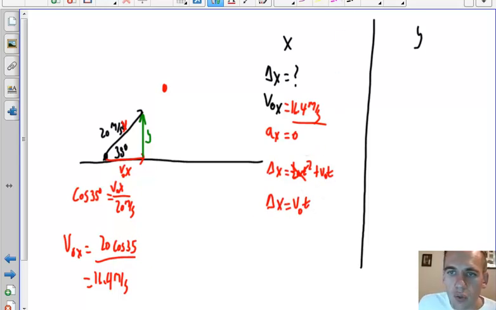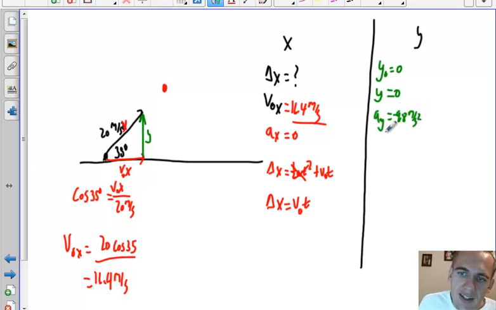Which means, of course, let's head over to the y direction. In the y direction, I know where it starts. Its initial position is on the ground. I also know where it ends because I want to know how far it goes. Well, it stops when it hits the ground again, so its final position is also 0. I know the acceleration in the y direction. Acceleration y is negative 9.8 meters per second squared, the acceleration due to gravity, and its initial velocity in y I don't know, but I can find.